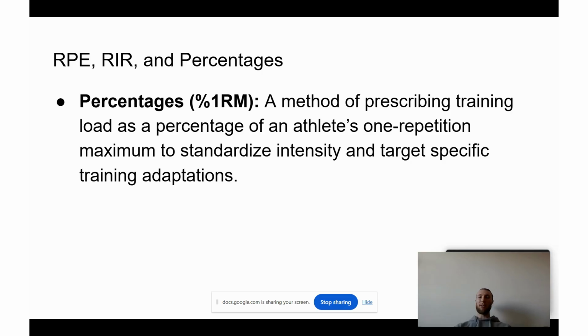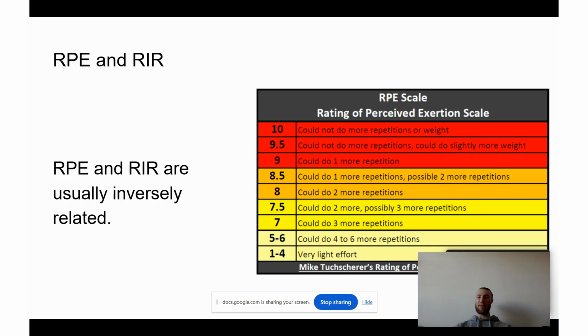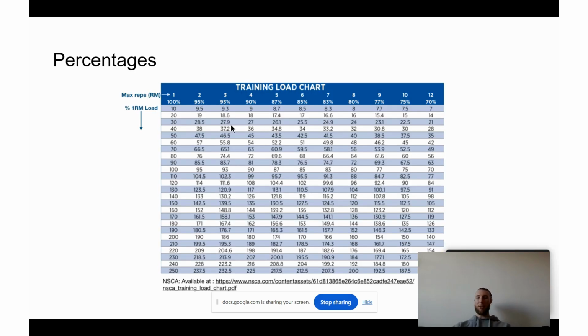The last one I want to talk about is percentages. So, percentages is a method of prescribing training intensity or load. Load and intensity are kind of related terms. So, it's a way of prescribing training load or intensity as a percentage of your one rep max, being the heaviest weight you could do for a given exercise. And percentages allow you to basically standardize and make it easy to target what you're doing. So, this is the training loading chart from the NSCA. And the way you read this is the max reps that you did and the percentage of that and then what load that ends up being.